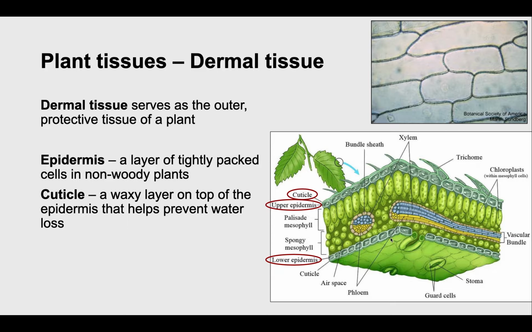But we also have this layer. It's not really a layer of cells. It's actually kind of this waxy layer that is on top of our epidermal cells. And this is called the cuticle. We see this very, very thin layer on top of our epidermal cells. That is the cuticle. It's very waxy, and it helps prevent water loss from the leaves. That way the leaves can retain the water that they need inside of them, and it's not constantly evaporating out.